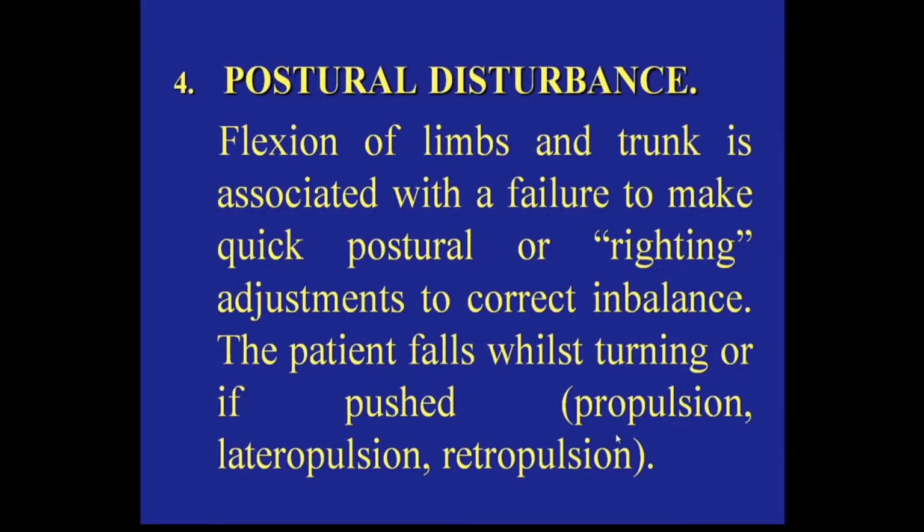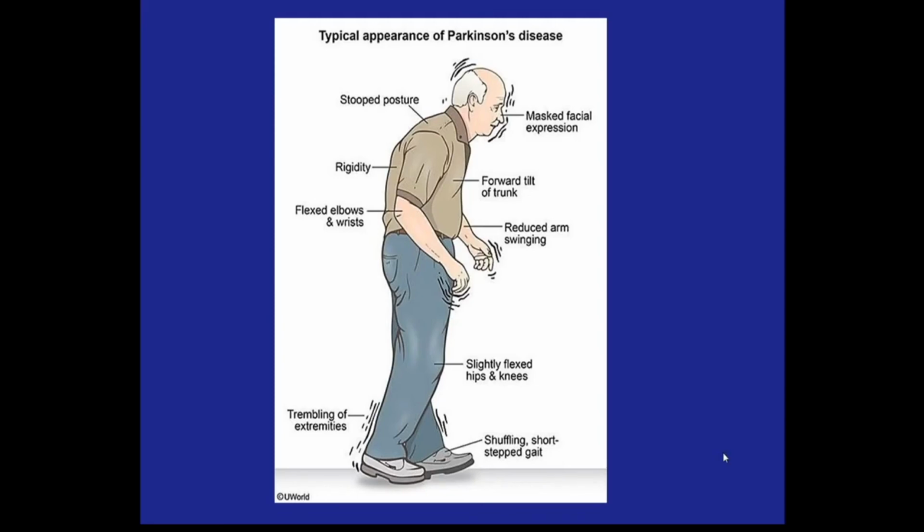And the fourth big group of symptoms, there are postural disturbances. Flexion of limbs and trunk is associated with a failure to make quick postural or righting adjustment to correct imbalance. The patient falls whilst turning, or if pushed, propulsion, lateral pulsion, and retropulsion we can observe. This is typical appearance of Parkinson's disease. Masked facial expression, special bent-stooped posture, rigidity, forward tilt of trunk, reduced arm swinging, flexed elbows and wrists, small steps, shuffling gait, sometimes trembling of lower extremities, slightly flexed hips and knees, typical habitus of this patient.